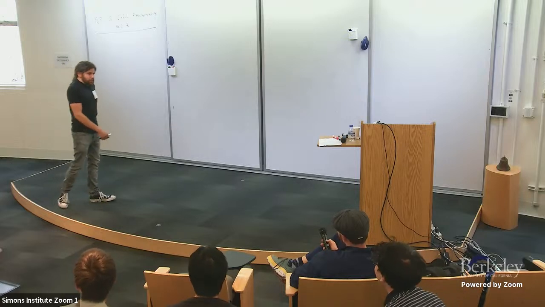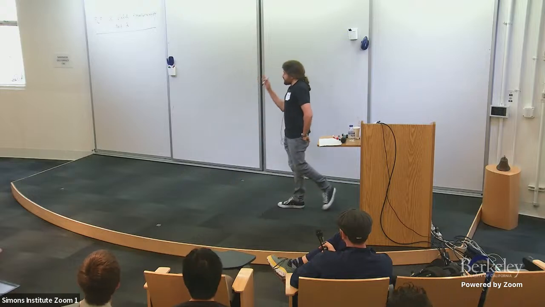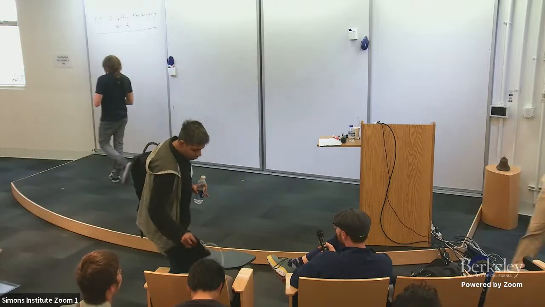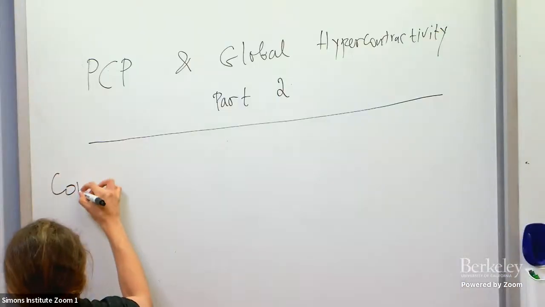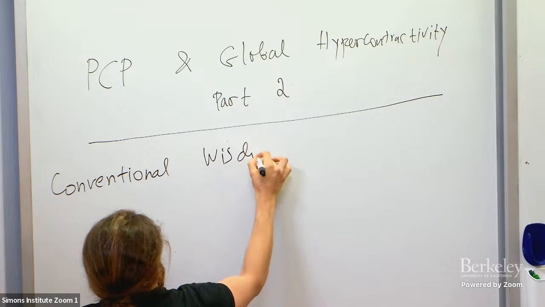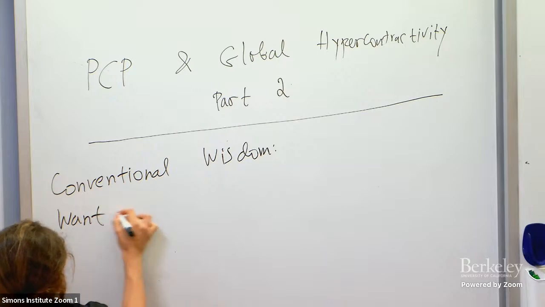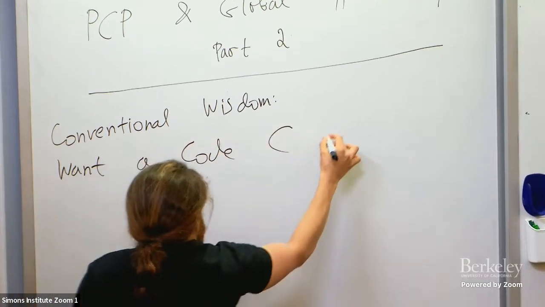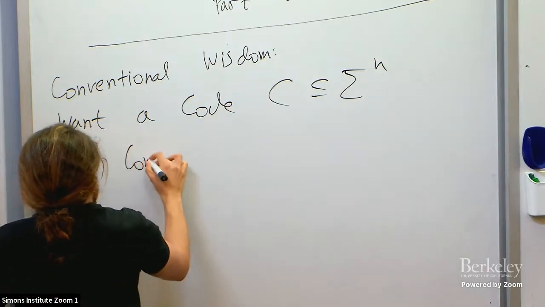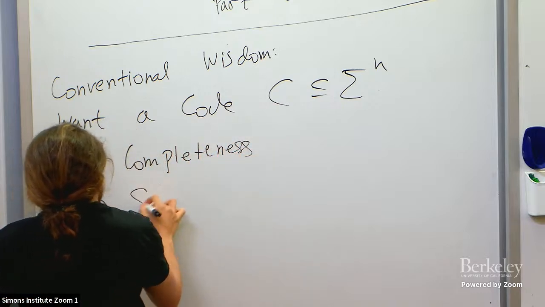So now that we know what unique games are and all of this fun stuff, we can forget all about it, focus on 2-to-1 games and start doing actually some Boolean analysis, well, in a few minutes. So let's recall this conventional wisdom. We want to find a code with the following properties: to be complete, to be sound.